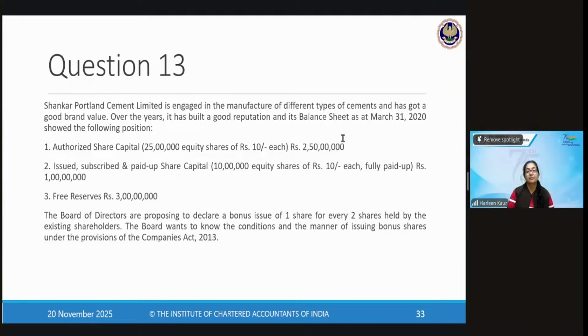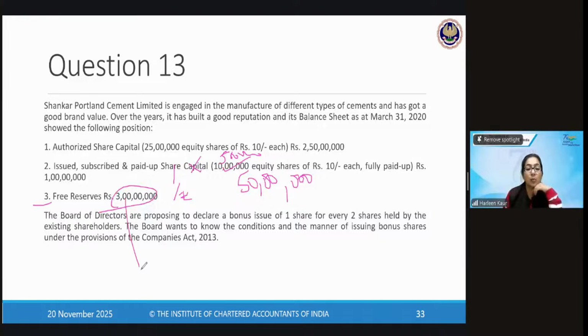Yes. We have issued and subscribed 10 lakh equity paid up share capital, and we have to issue 1 share for every 2 shares held, which is 1/2. The equity shares we have to issue are 5 lakhs, and the face value of the shares is 10 rupees, which comes to 50 lakhs. And the free reserves have 3 crores, so we can issue the shares. Very good.